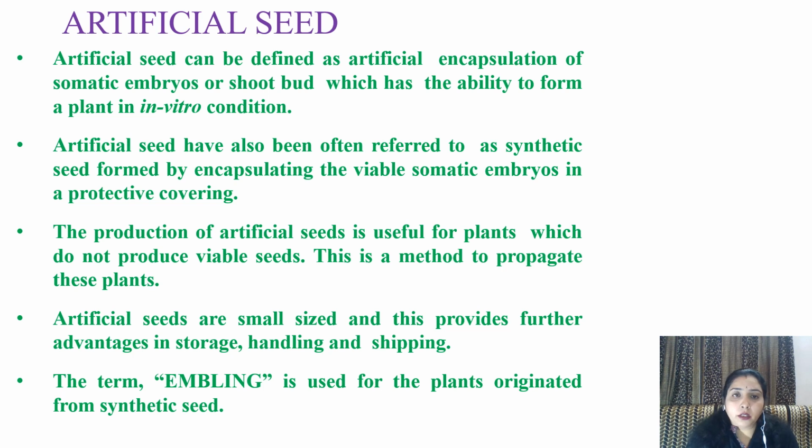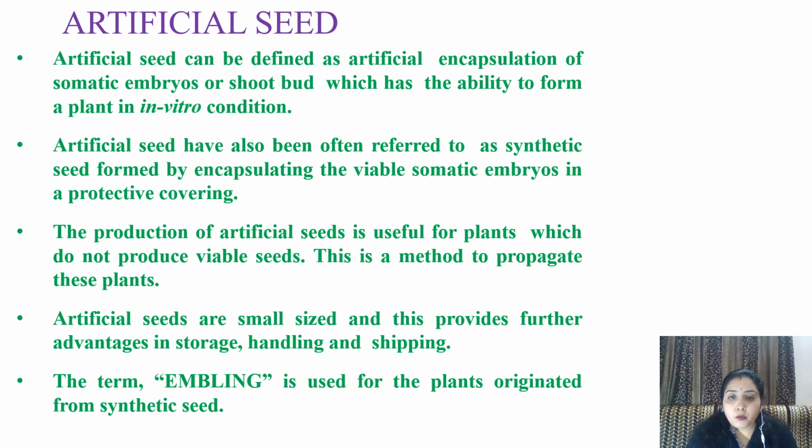One important contribution of tissue culture is the formation of artificial seeds. Artificial seed can be defined as artificial encapsulation of somatic embryos. Somatic embryos or shoot buds are taken out from the mother plant and encapsulated to form artificial seeds. Artificial seeds have also often been referred to as synthetic seeds, formed by encapsulating the viable somatic embryos in a protective covering. The production of artificial seed is useful for plants which do not produce viable seeds.